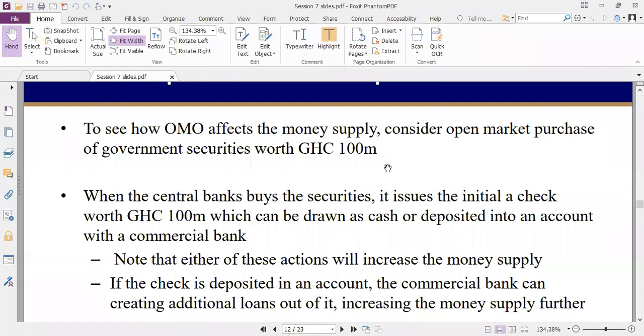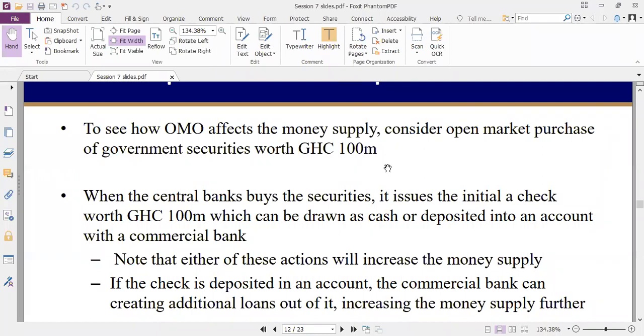Now, governments will come to you. If government wants to reduce money in the system, let me give you a preamble. If government wants to come and sell the paper, an open market sale, so the treasury bill, governments will announce that they are selling treasury bill at this particular interest rate. So interested persons should come and buy it.